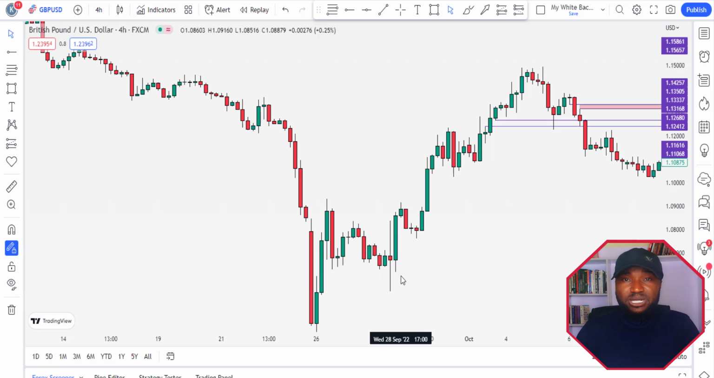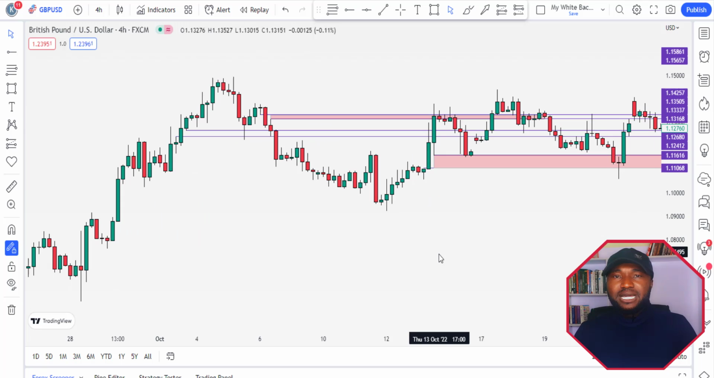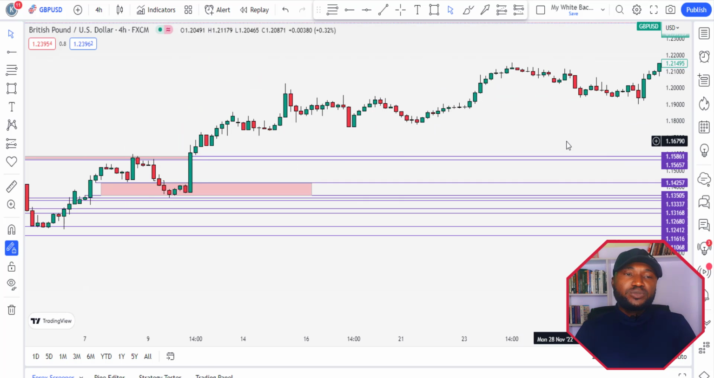This is explanatory enough. If you have any question, you let me know in the comments, and then I am going to explain it to you properly if you don't understand what a fair value gap is. So this is how to spot a fair value gap.